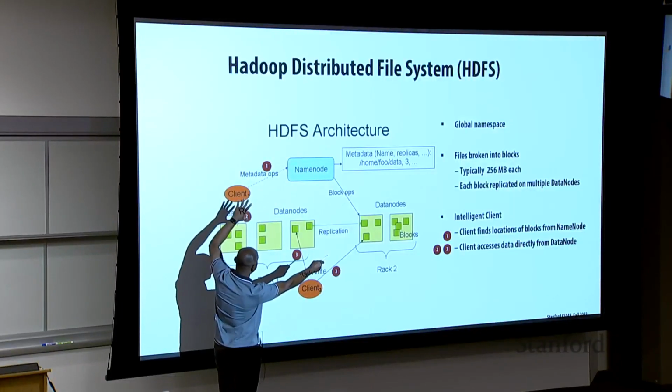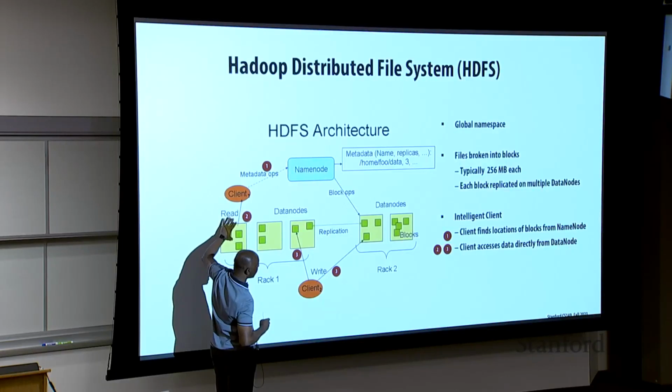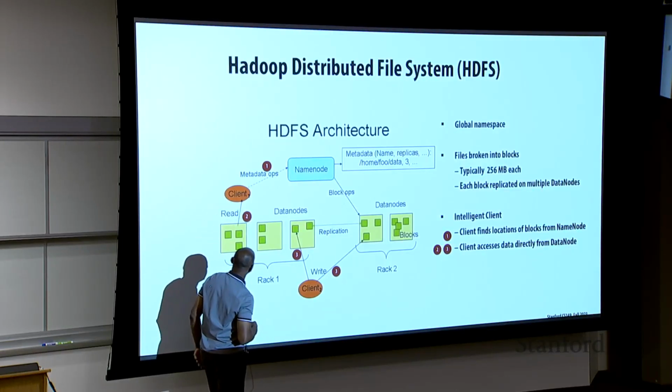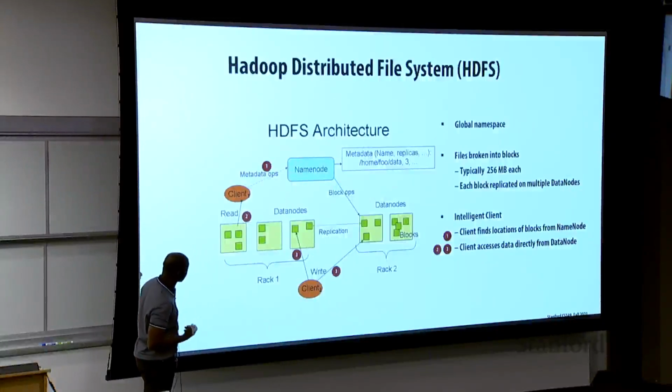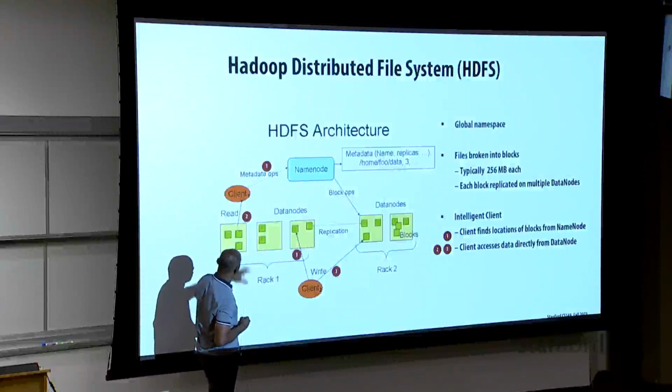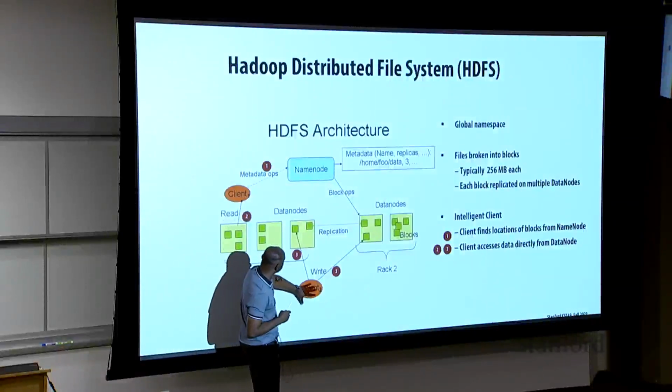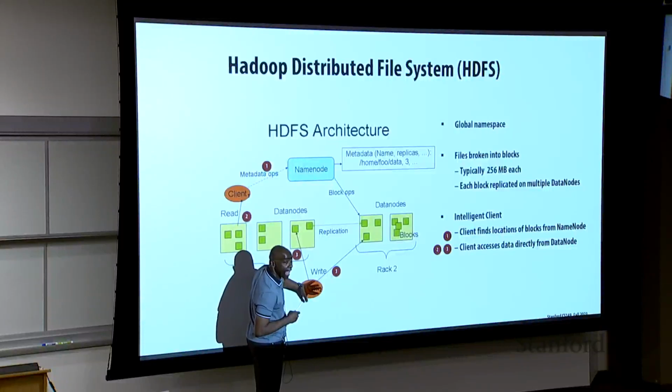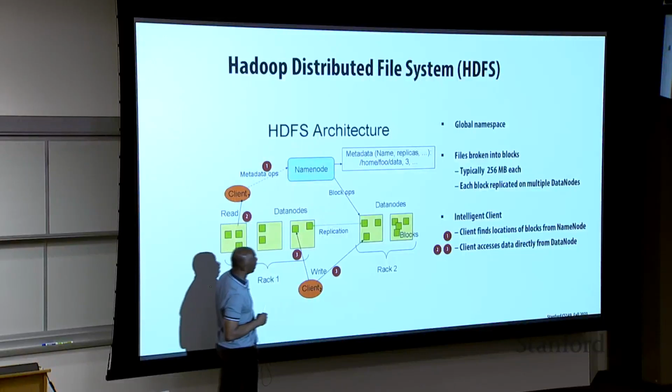That's step one, and then in step two, it goes to the particular data nodes, which actually have the data, and it picks up the block from one of the replicas. That's client number one. Client number two wants to write, and so of course it has to update all the replicas, because it got that information about where the replicas exist from the name node.